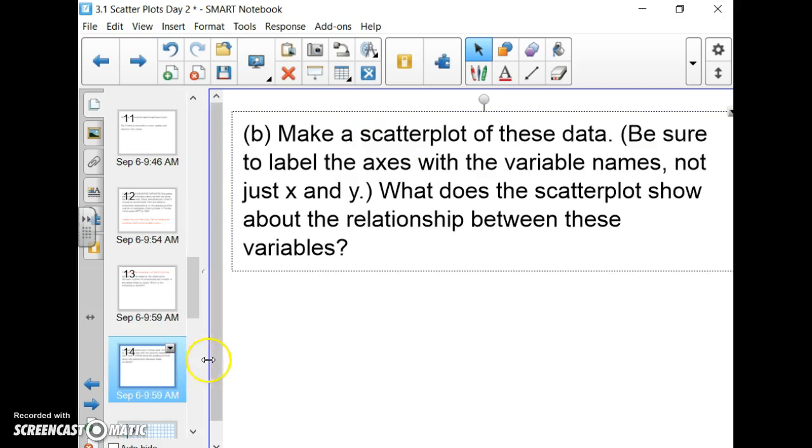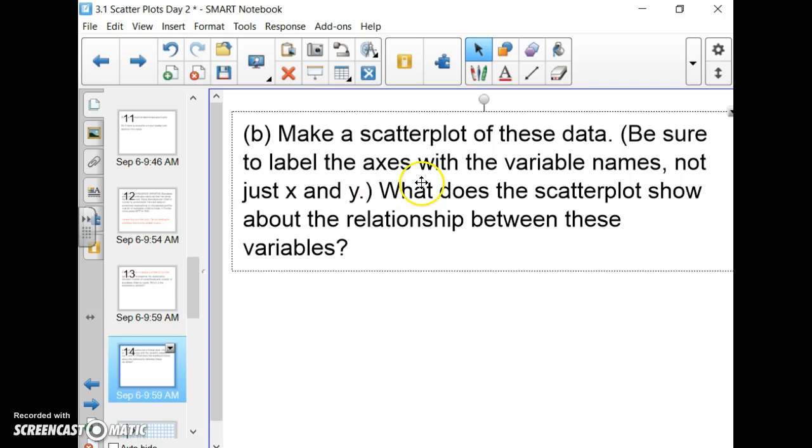So then part B says, make a scatter plot of these data. Be sure to label the axis with the variable names. So you don't want to just say X and Y. You want to say power boat registration or number of power boat registrations, and you want to say number of manatees killed. You don't want to just say X and Y.